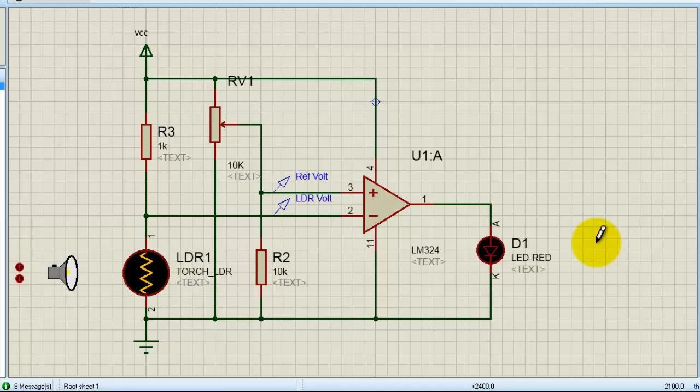Now this is the simulation of an LDR working. Here we have an LDR connected in a potential divider fashion, where we have this 1K resistor in series with the LDR, and the 1K resistor in turn is connected to VCC. That means whenever the resistance of the LDR is increased or decreased, it will generate a variable voltage over this terminal. And similarly we have another terminal where a voltage is generated due to the pot and this 10K resistor.